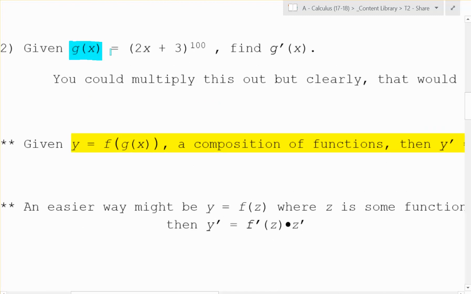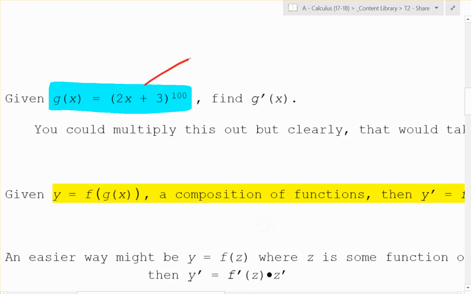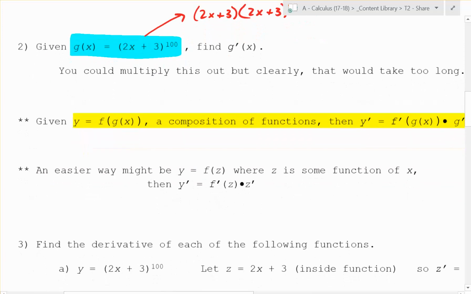We have g of x equals (2x plus 3) to the 100th. This is challenging because we could do it, but it would involve first multiplying this out, which would be 2x plus 3 times itself 100 times. That is not something you'd ever want to have to do. There is a quicker way, and it's called the chain rule.